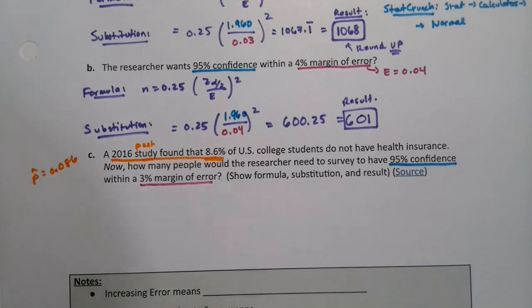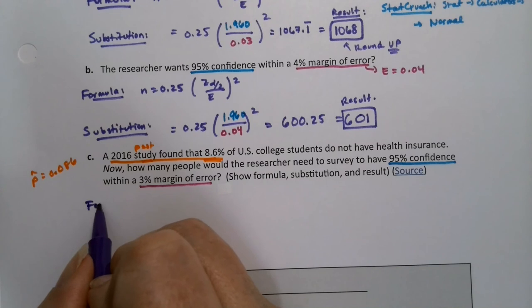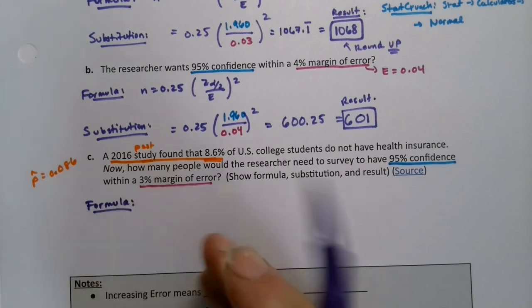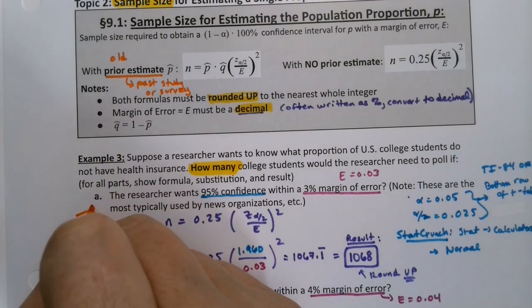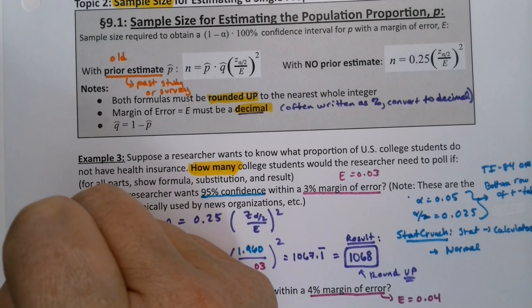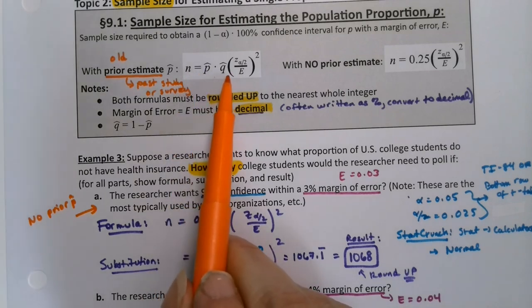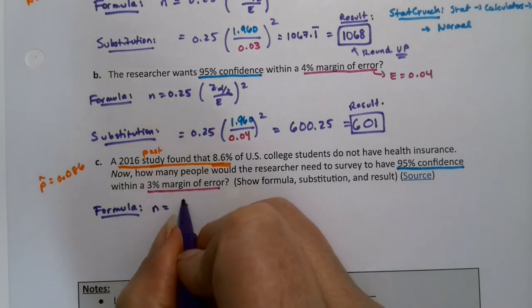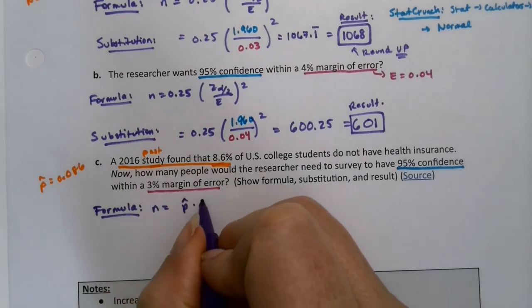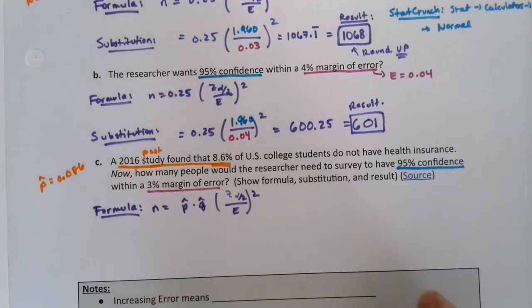All right, so formula. Well, it's not the same formula because we have a prior study. We're not going to use this one over here, right? This one had no prior up here, right? Both A and B had no prior p hat. Right? No information from before. But part C does. So I'm going to use the one on the left. I have an old study. And so N is going to be p hat times q hat times z alpha over 2 over the error squared.